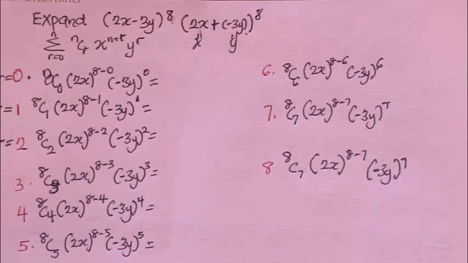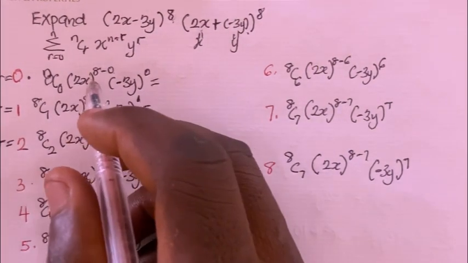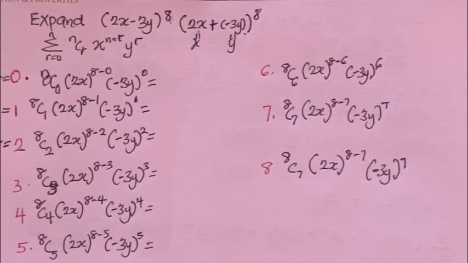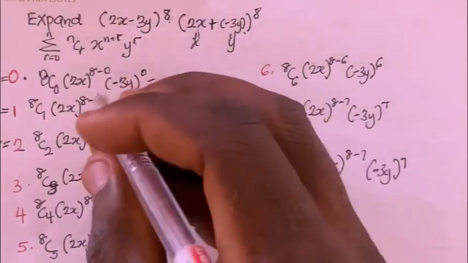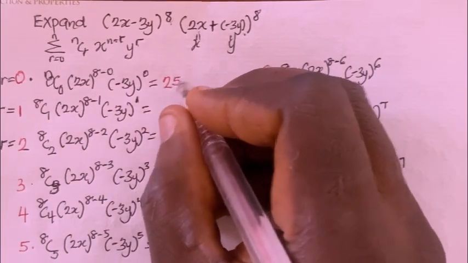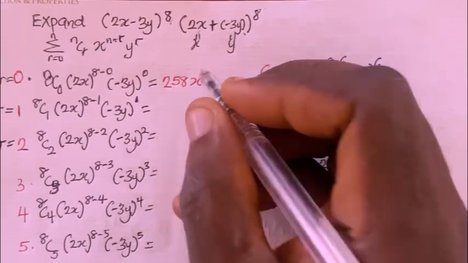So here 8 combination 0, that's actually 1. Then here we're going to have 2x to the power 8 minus 0. That's going to be 2 raised to the power of 8, which is 256. Then we're going to have 256 x to the power of 8. Everything here is 0.